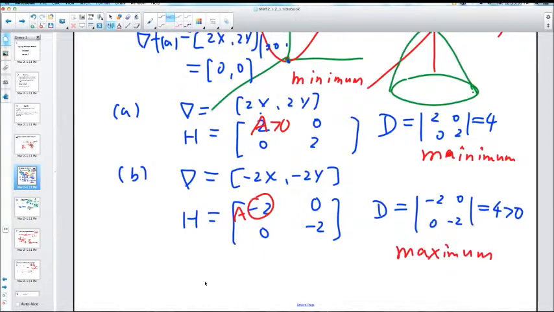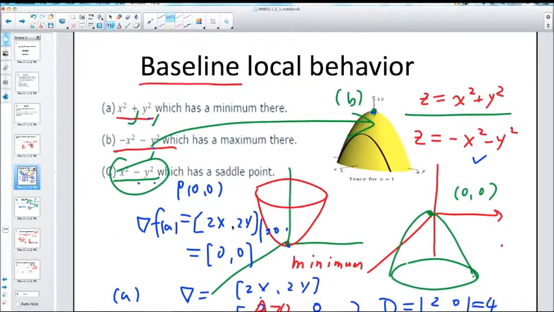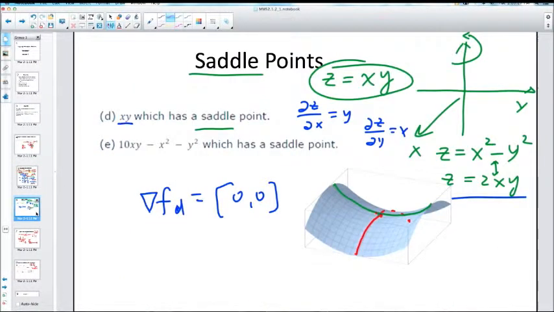Now look back. See? This one, we got the minimum here. And this one, we got the maximum here. So that's the baseline, which gives you the sufficient condition.